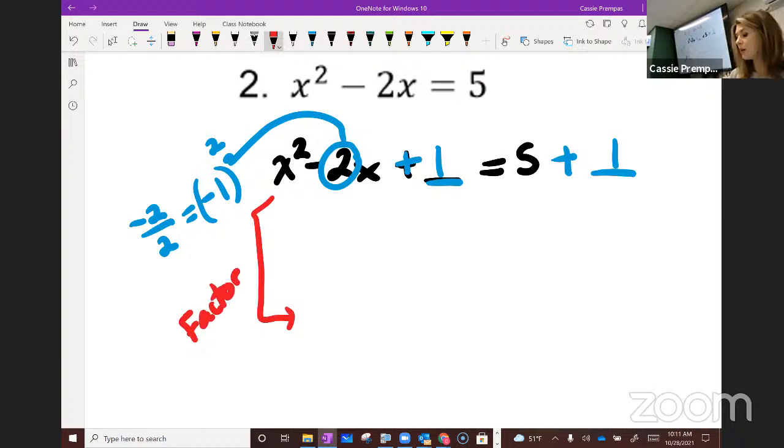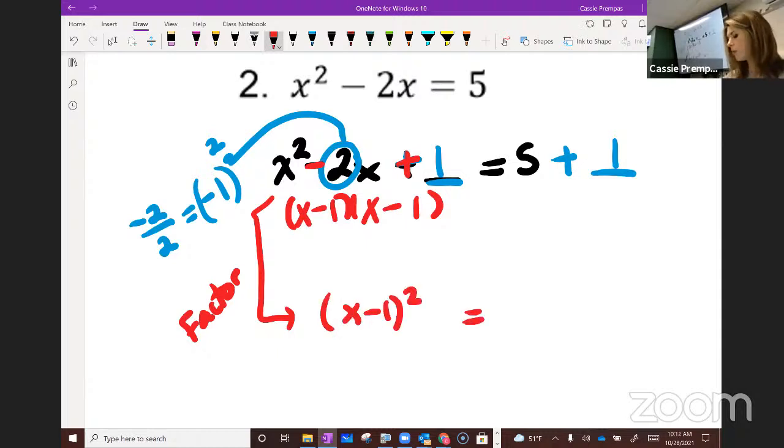If I'm looking at how do I factor it, some of us like to think through it in terms of the 2 parentheses. The last term's positive, so I know I'm going to have the same sign as the middle term, minus and minus. X times x would give me x squared. 1 times 1 gives me 1. So my answer is x minus 1 squared is equal to 5 plus 1 is 6.